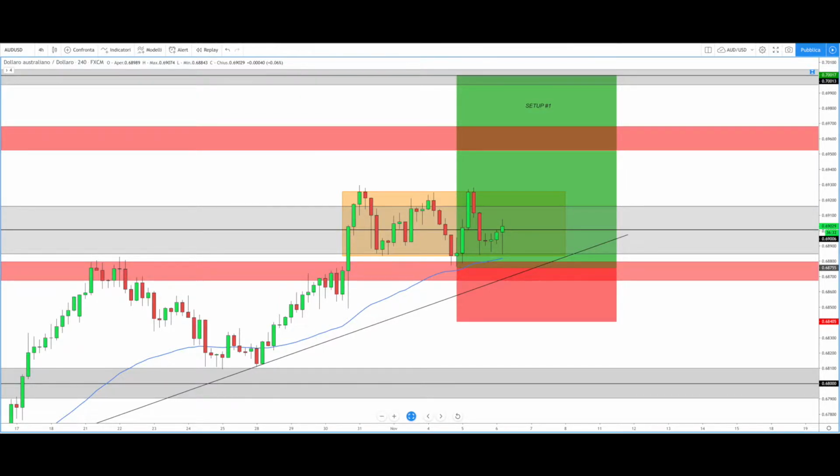This week we are ready to share some updates on Australian dollar US dollar, Australian dollar Japanese yen and Euro Japanese yen. We shared these setups in the free Telegram channel during the last weekend.